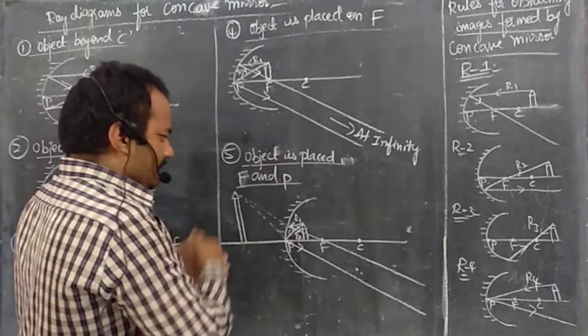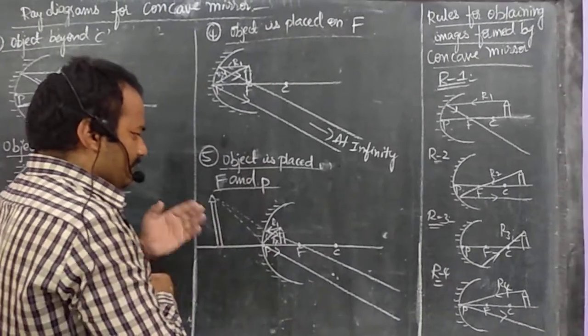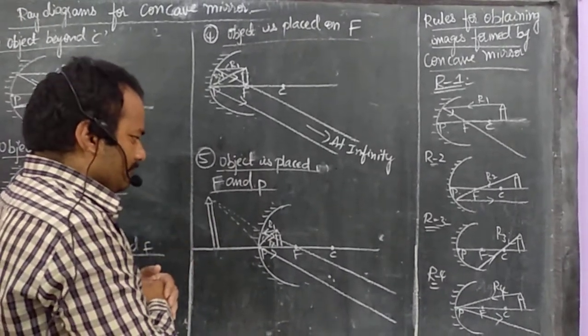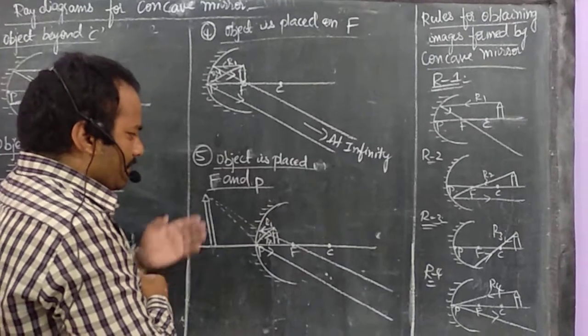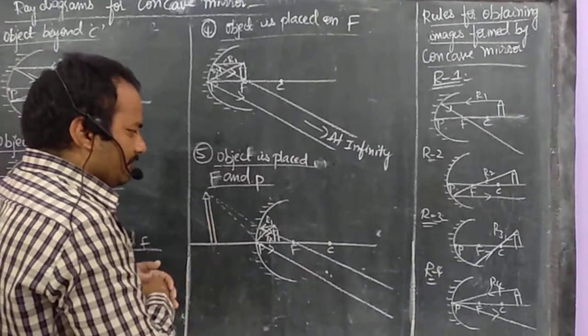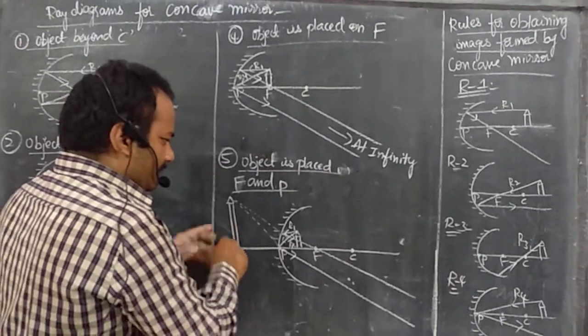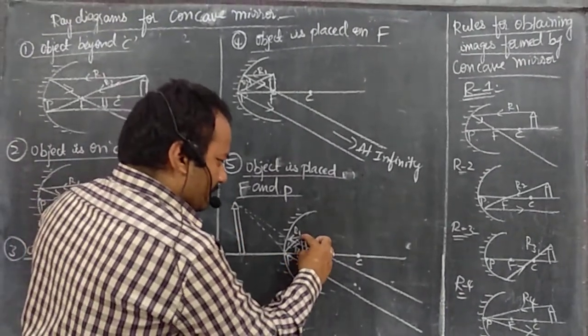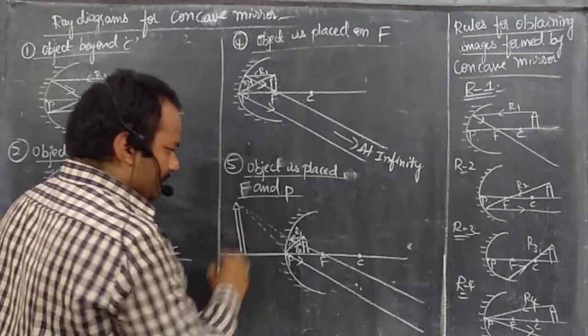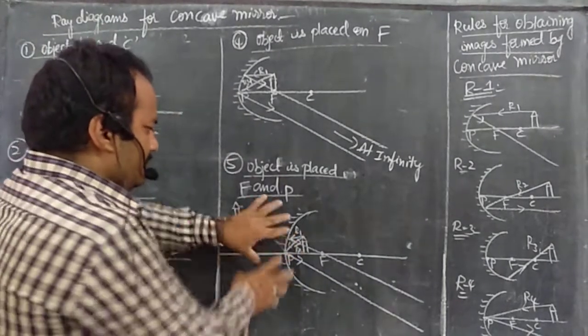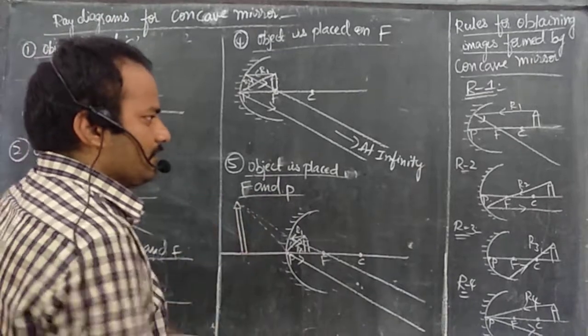First of all, it is virtual and erect. We studied what a virtual image is. We know that an image which is formed behind the mirror cannot be obtained on the screen. That is called your virtual image. And it is erect. What is the meaning of erect? As the object is looking straight, the image is also straight. What is the position? Behind the mirror. What is the size? Enlarged.